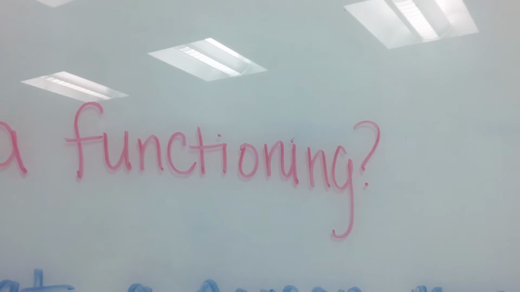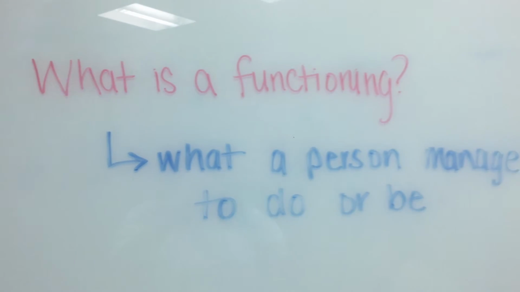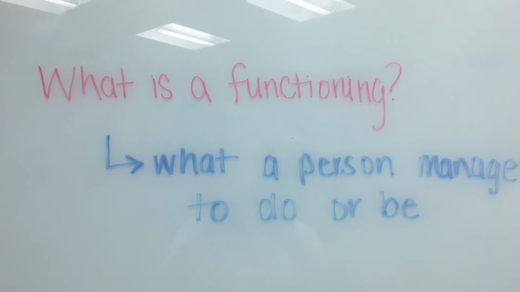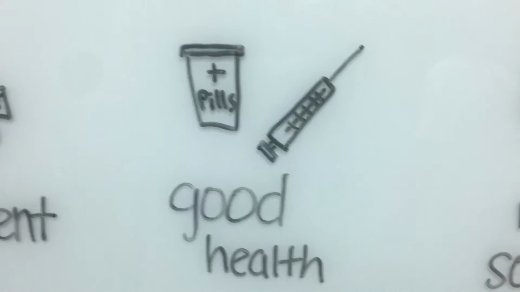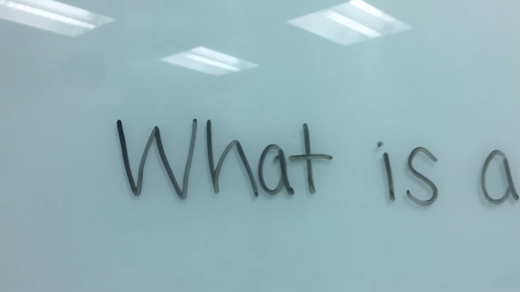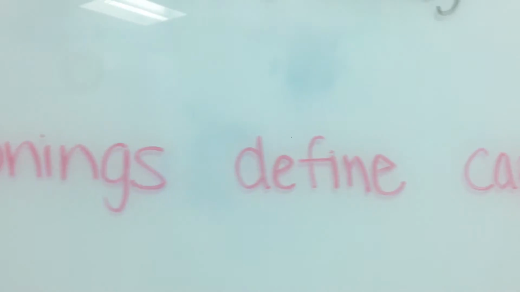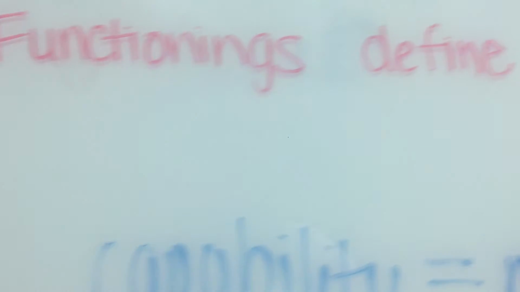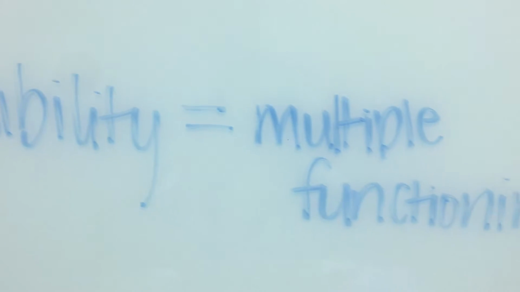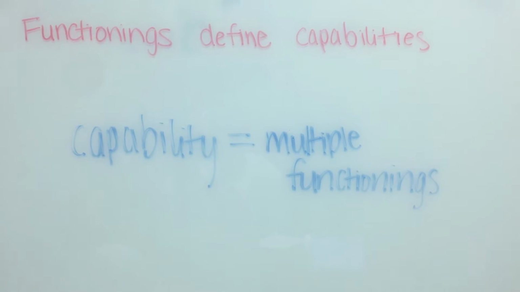Functionings represent parts of the state of a person, or in other words, the various things a person manages to do or be. Some examples include nourishment, good health, obtaining respect, social integration, or being sheltered. Capabilities are defined derivatively from functionings. Capabilities reflect the alternate combinations of functionings which allow people to choose from a range of choices.